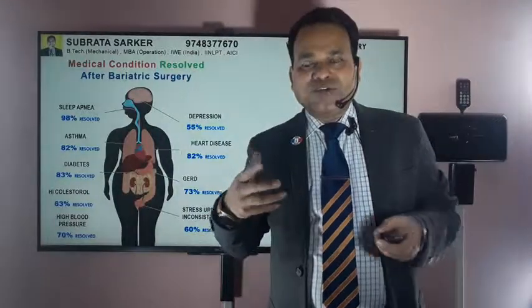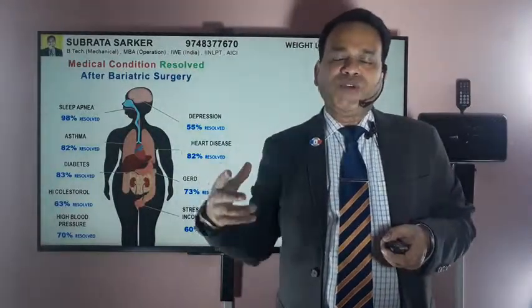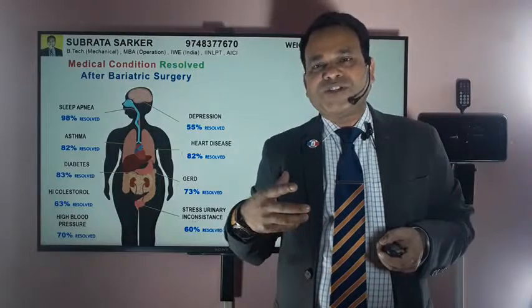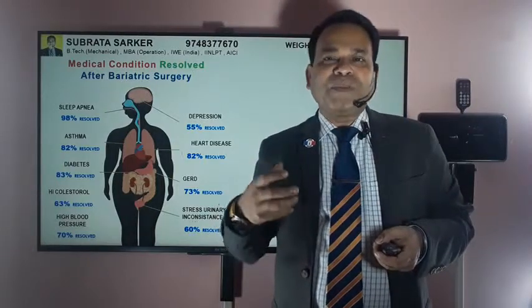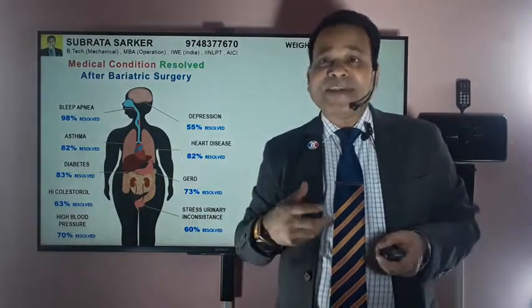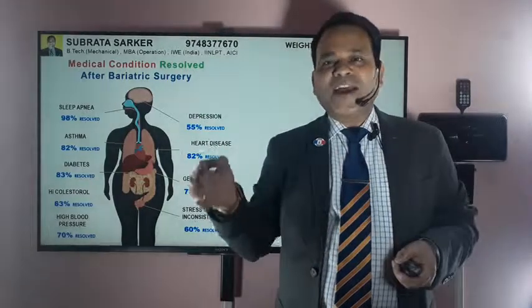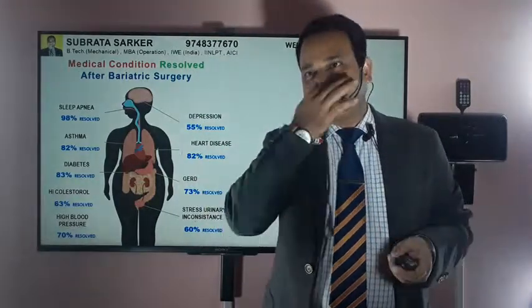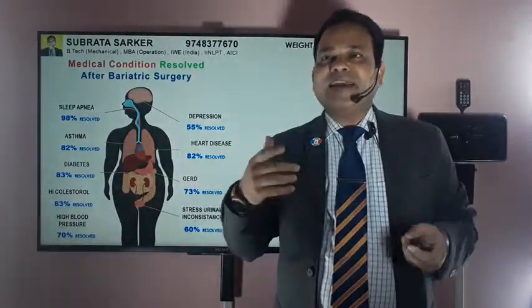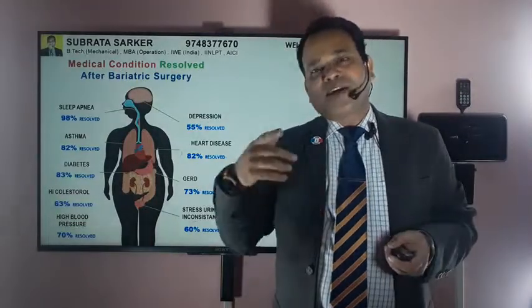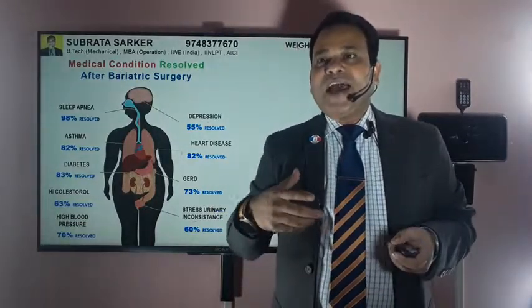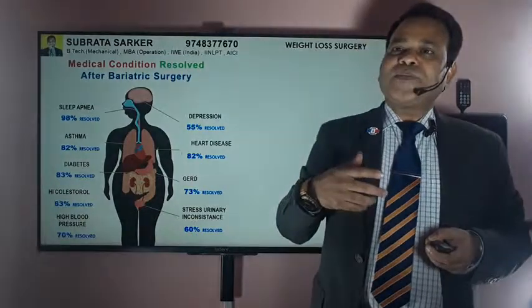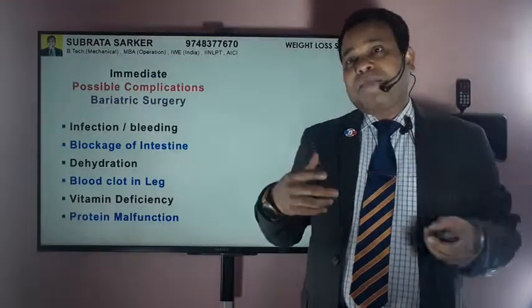Those who are going to do bariatric surgery need to have a basic understanding of what possible complications may happen. Number one, infection or bleeding at the time of the surgery, blockage of the intestine and dehydration, blood clots in the legs, and vitamin deficiency and protein malfunctioning may happen.